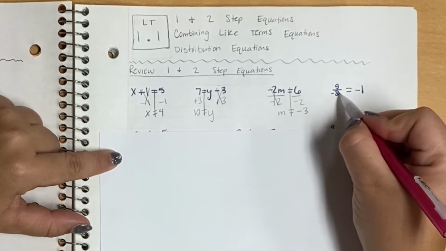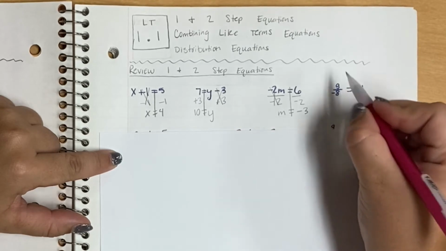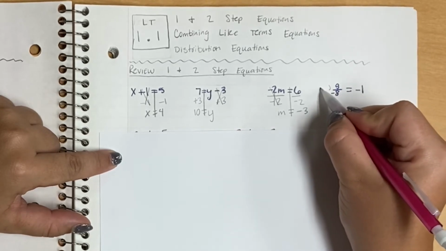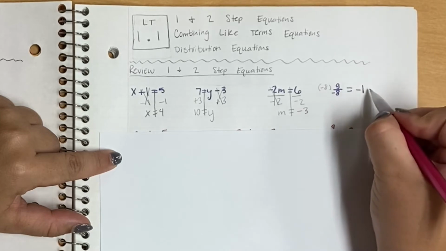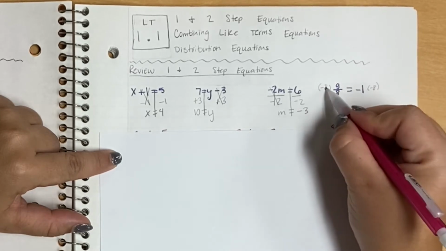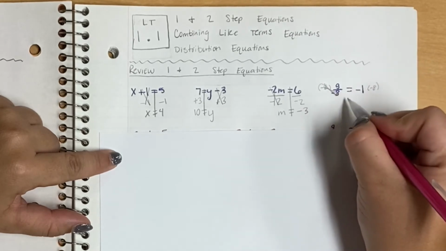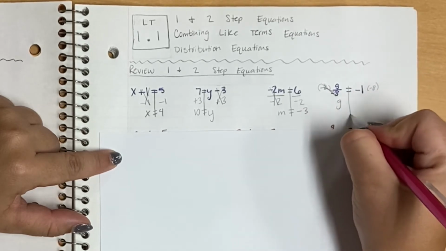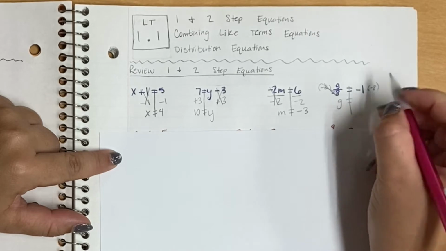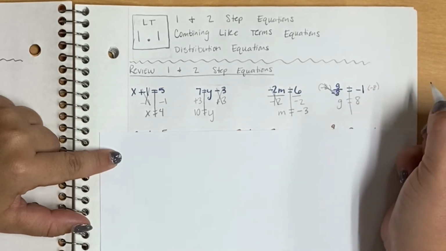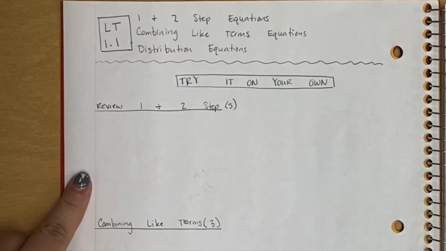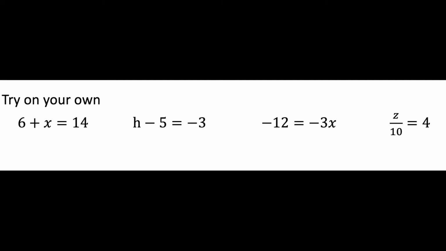This one I have g over negative 8 equals negative 1. When I have a fraction, it represents division, so in order to undo that, I have to multiply both sides. Negative 8 times negative 8, those 2 parts cancel. All I'm left with is g. Negative 1 times negative 8 is 8. Go ahead and pause the video and use this space provided to answer these try it on your own questions. When you're ready, return to the video so you can check your work.